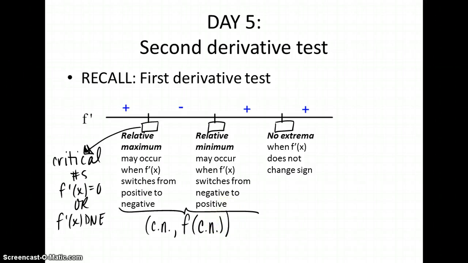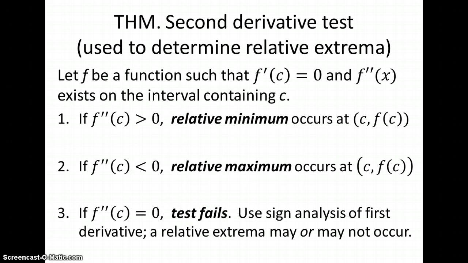Okay, so again, the goal of this chapter: what do the derivatives tell us about the graph of the original function? So wherever the critical number occurred, we would plug it back into the function to determine what the relative max or min was. So the second derivative test will be another way that we can determine relative extrema.